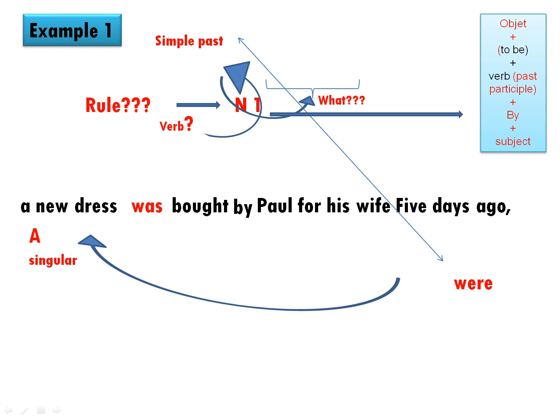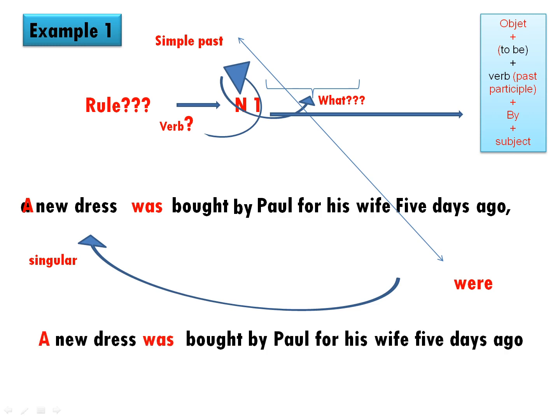Now, singular, how do you know it? By this, which means one new dress. And my sentence is going to be: a new dress was bought by Paul for his wife 5 days ago. Or 5 days ago, a new dress was bought by Paul for his wife, okay? Let's move now to example number 2.